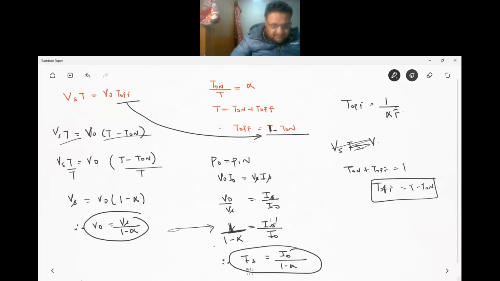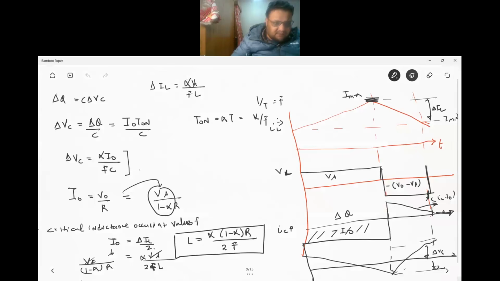Now just substitute back T minus T on here, Vs by T is there. Divide both sides of the equation by T. T cancels here also. So 1 minus T on by T, right? T on by T, that is alpha. So 1 minus alpha is Vs by V naught. So your V naught value will come as Vs by (1 minus alpha). Same you do for the power equation: equate the power on the output and the input side. Same way, V naught by Vs, which you already got as 1 by (1 minus alpha), is Is by I naught. So Is is equal to I naught by (1 minus alpha).